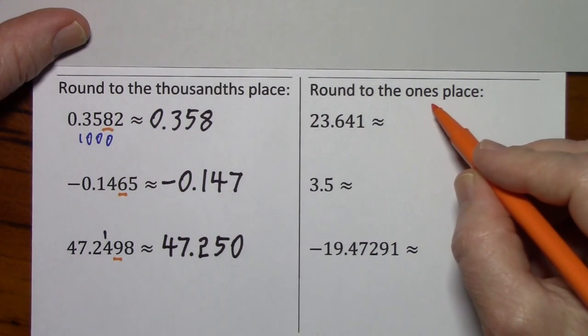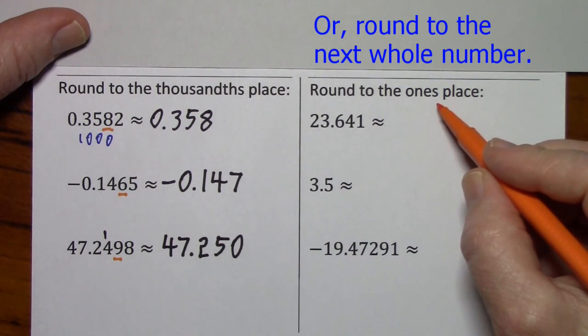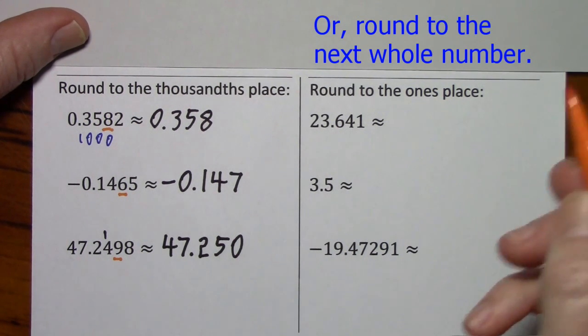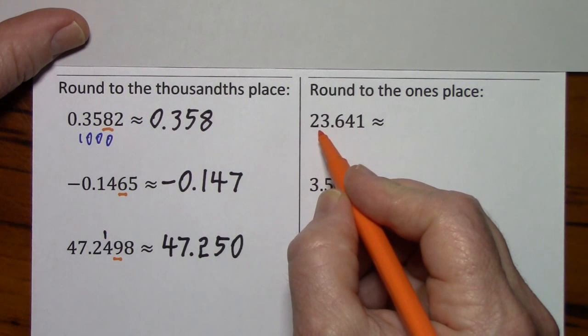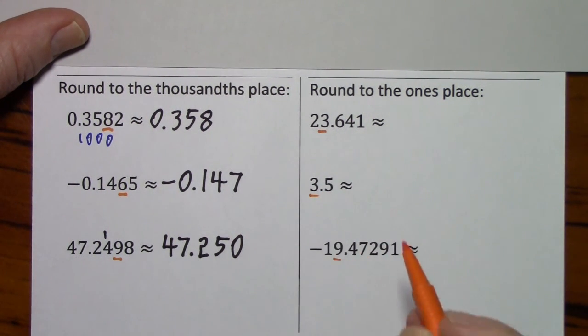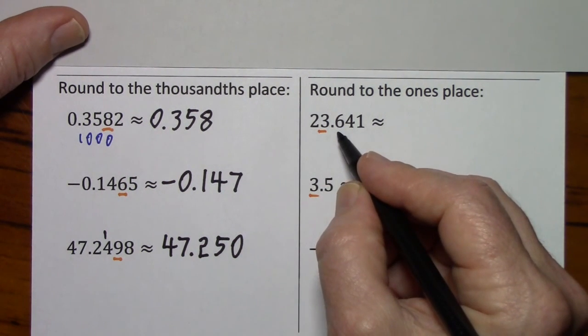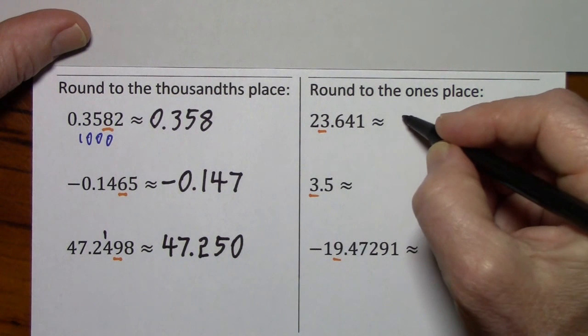Here we're asked to round to the ones place. You could also be asked to round to the next whole number. So I'll underline the ones place, even though it's pretty obvious where that is. I look at the next digit. If it's 5 or greater, I round up.